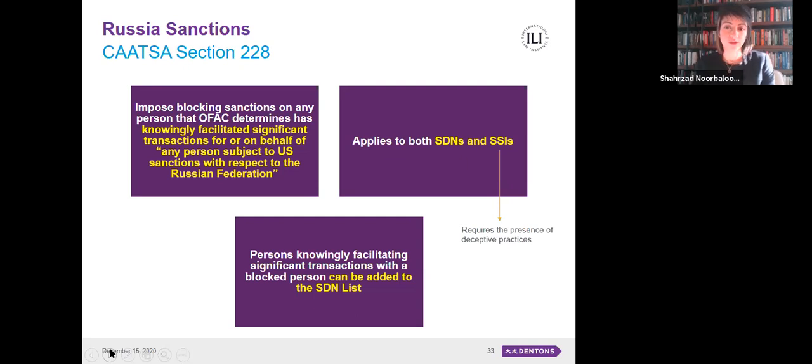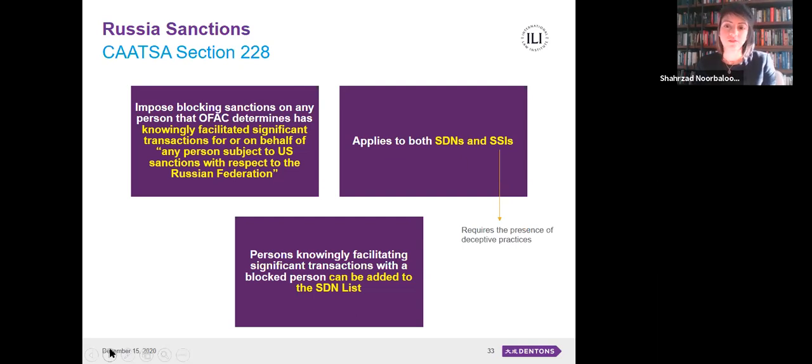OFAC determines whether any particular transaction is significant on a case-by-case basis based on the totality of the facts and circumstances, which Jason already mentioned, and these factors include things like the size, number, and frequency of the transactions, the nature of the transactions, and several other factors. And of course, as he mentioned, OFAC is authorized to consider any factor that it deems relevant. So the authority there is very broad as well.